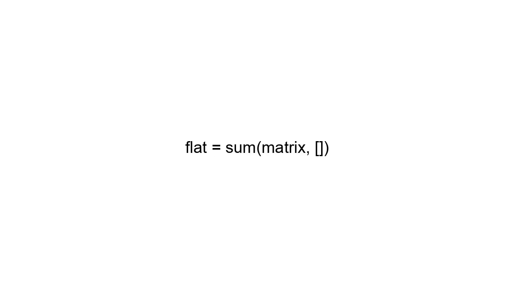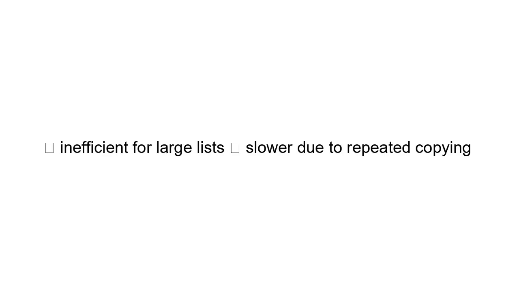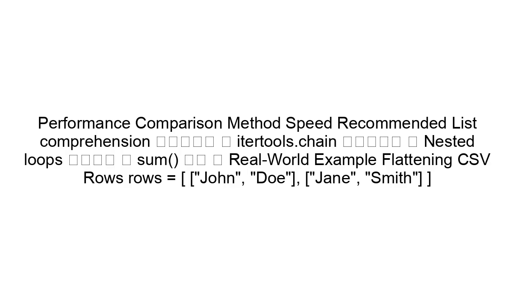flat = sum(matrix, []). Works, but inefficient for large lists. Slower due to repeated copying. Why sum is slow. Internally, a new list is created repeatedly, causing unnecessary memory operations. Performance comparison. Method, speed, recommended. List comprehension: fast, recommended. Itertools.chain: fast, recommended. Nested loops: medium, okay. Sum: slow, not recommended.